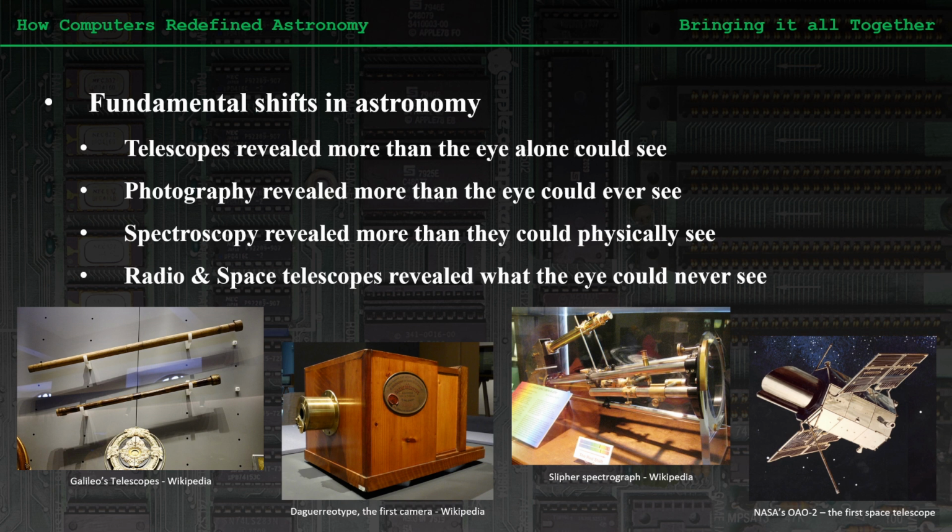Spectroscopy started to give us an idea of what the stuff in the sky was made of, showing us the elemental fingerprints of stars, comets, and planets, details our eyes physically can't see. Radio telescopes and the first space telescopes expanded our understanding of the universe beyond just light, as we started to explore ultraviolet, infrared, and X-ray emissions, and now neutrinos. So where do computers fit?